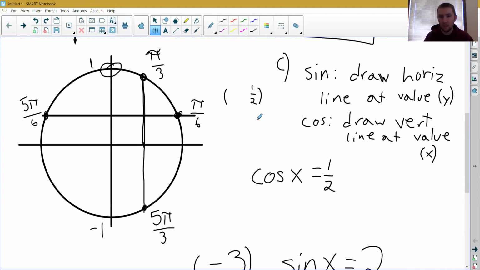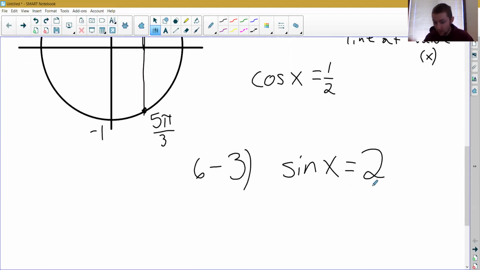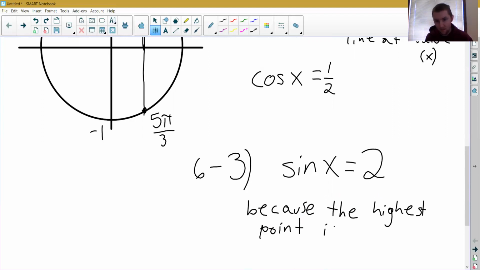So 6-3 says, using the unit circle, explain why the sine of x equals 2 does not have any solutions. Okay? So it has no solutions because the highest point is only 1. So we can't get up to 2 because it only goes up to 1, right? We can't also get 1.5. We can't even get 1.1 because it only goes up to 1, and anything above that is never on the unit circle because that's too high, okay?